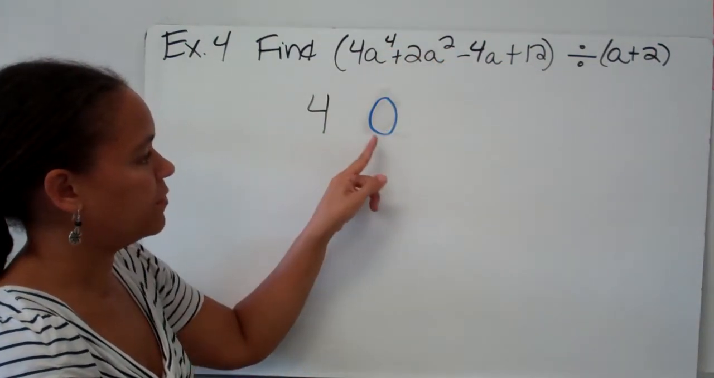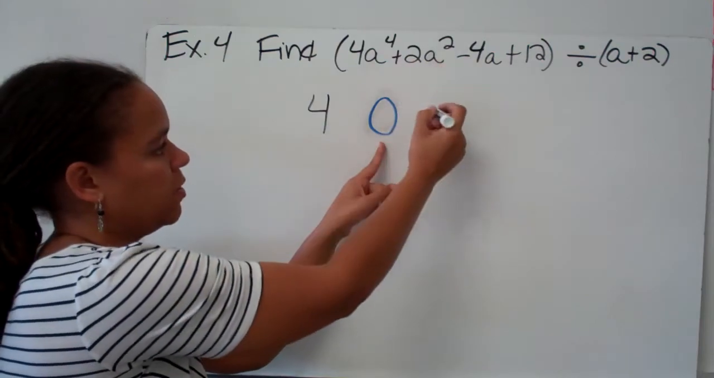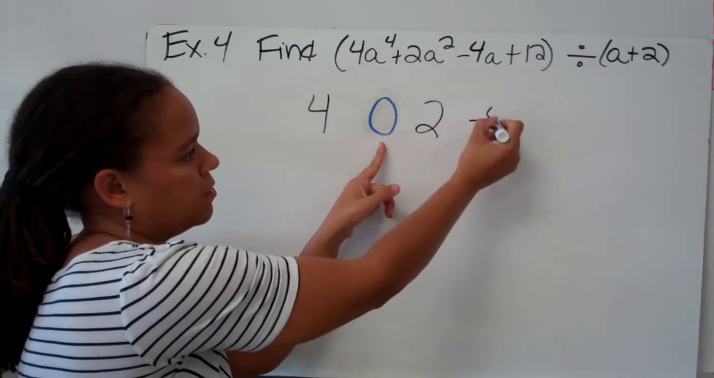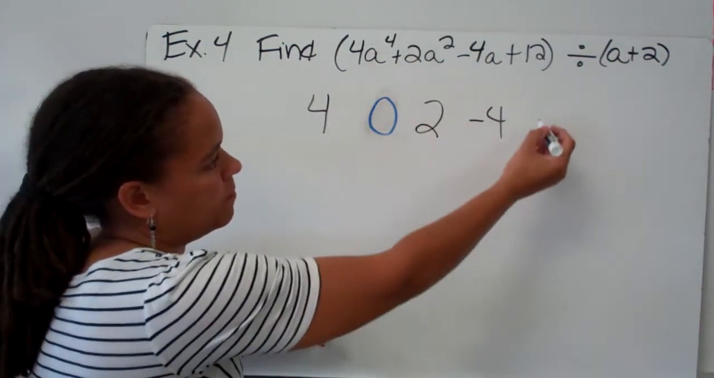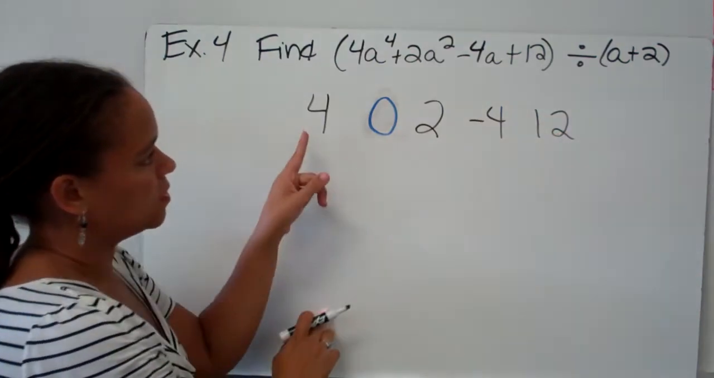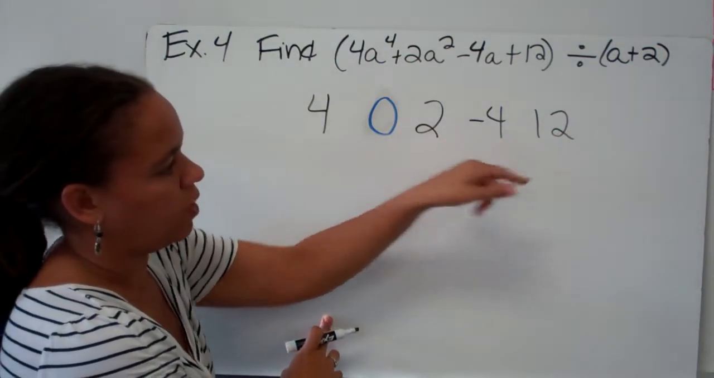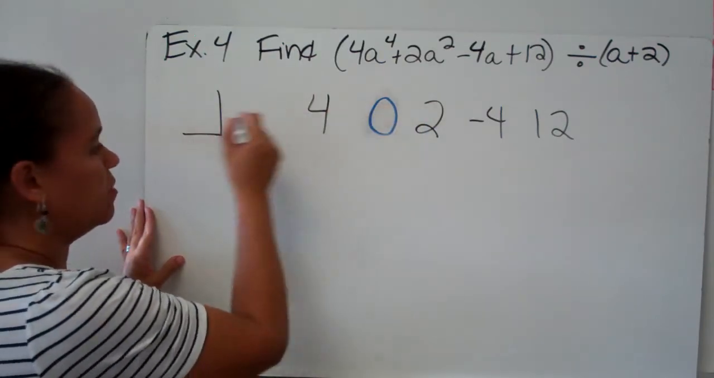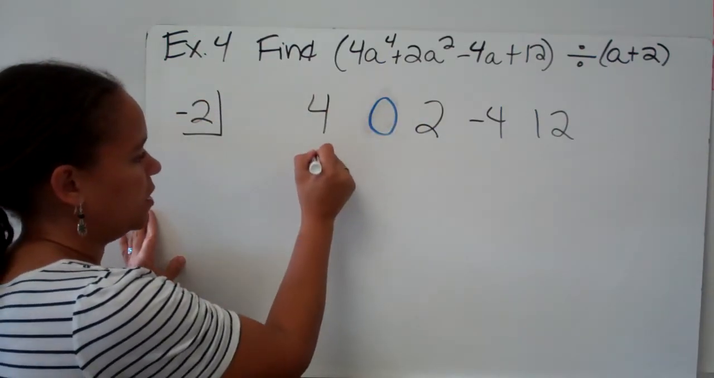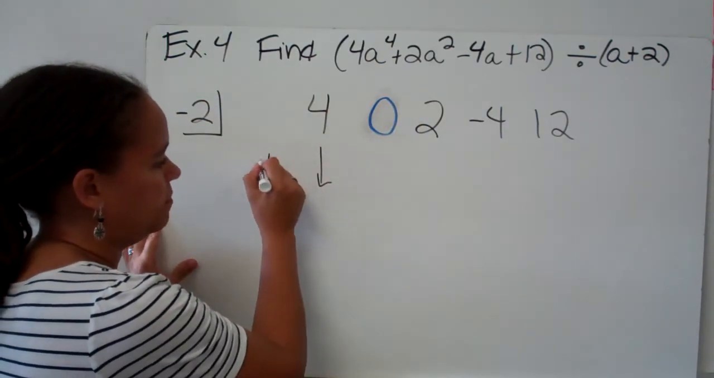So this is the 4th power, 3rd power. Then we have the squared, the a term, and the 12. So 4, 0, 2, negative 4, 12. And then of course over here, negative 2. Let's bring down the 4 and get started.